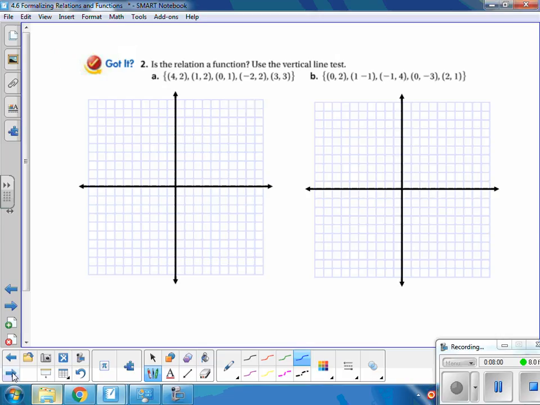All right, go ahead, grab some graph paper, press pause, and I want you to try it on these two, A and B. Plot them out, even if you can recognize early that it's a function or not, which is fantastic. You should be able to do that. But go ahead and graph it out and prove it using a graph.